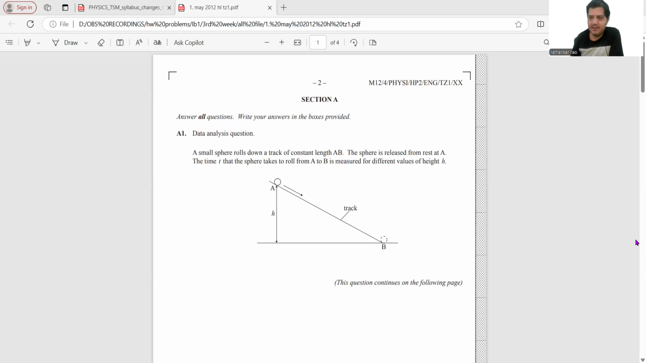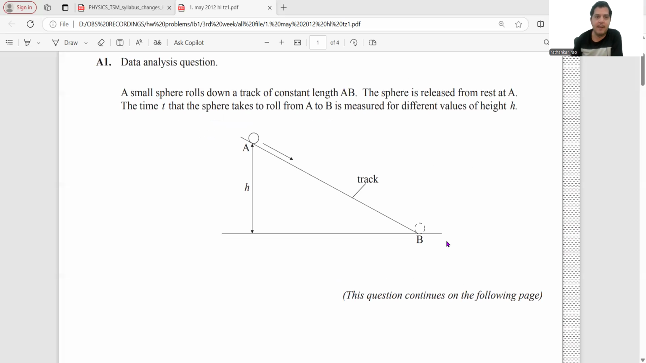Now let us start with this. Let me start the timer. This is for 11 minutes, right? Let me increase the font size over here. Okay, now question number 1.